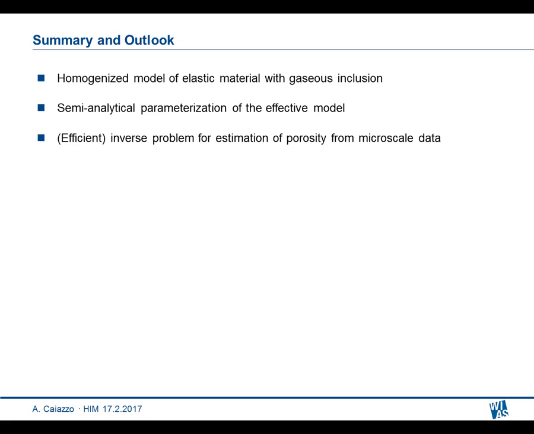Okay, this is already the concluding remark. So we did a homogenized model of an elastic material with compressible, gaseous inclusions, and we used a semi-analytical approximation for the effective model in order to efficiently solve an inverse problem for estimating the porosity. But it can be used in the same way also with other parameters. This was just a choice because the porosity is the least trivial. It is not linear, while the other two parameters enter linearly into the model.